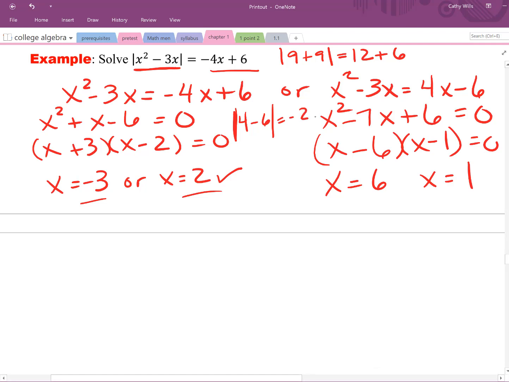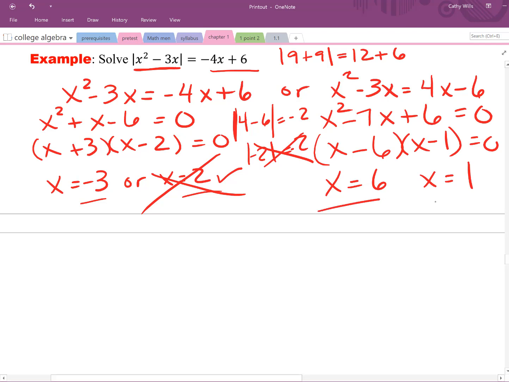If you try 2 back in the original equation, you're going to have 2 squared is 4 minus 6, so you've got the absolute value of 4 minus 6, which is supposed to equal, you put in 2 for x, -8 plus 6, which is going to be -2. So the absolute value of -2 equals -2? No, it does not. So x equals 2 doesn't work. And you would know that right away, because when you put in 2 for x, you get -8 plus 6, which is -2. An absolute value is never equal to a negative number.